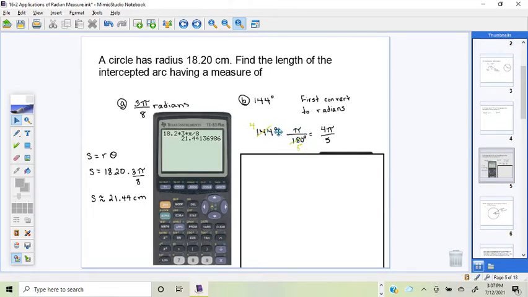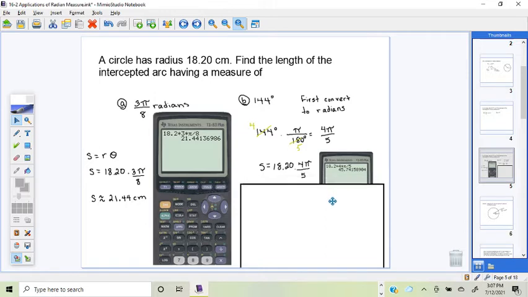You could, reducing your fraction on the TI-83 plus was pretty easy. Don't forget your math frac button. So you'd do 144 divided by 180 and reduce. But whatever you can do in order to reduce that fraction, 4/5 pi, or you could even do the decimal equivalent would be fine. So 18.2 times 4 pi over 5.